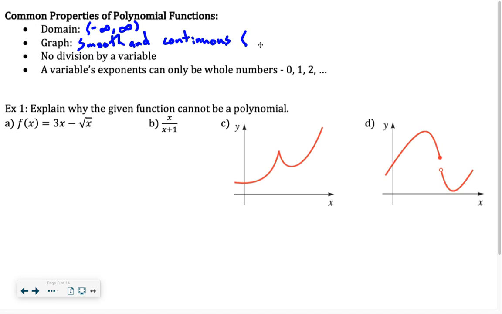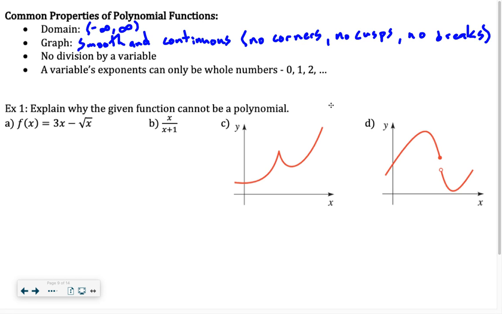So to break that down a little bit more, that means no corners, no cusps, and no breaks in the graph, right? No jumps or asymptotes or anything like that, right? The graph is smooth and continuous. There's never division by a variable, and the variable's exponents can only be whole numbers, all right? 0, 1, 2, 3, 4, and so on, all right?